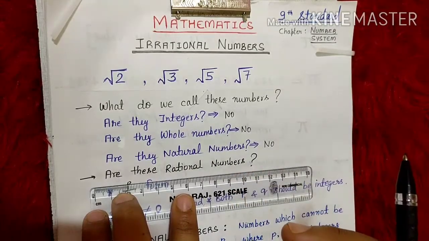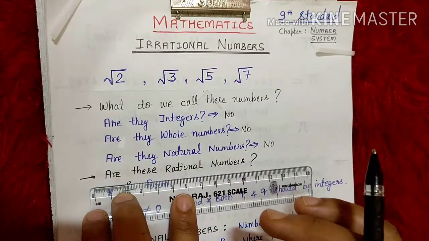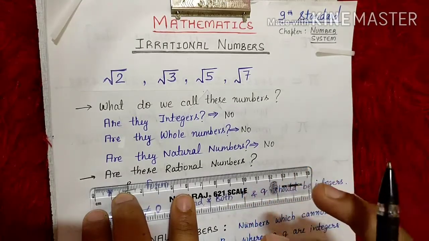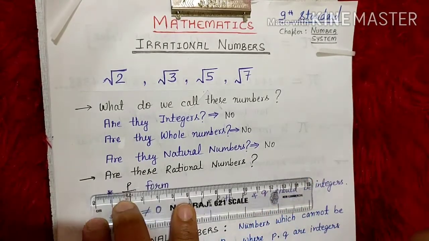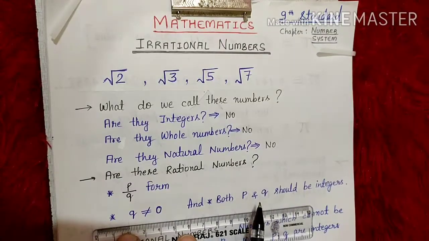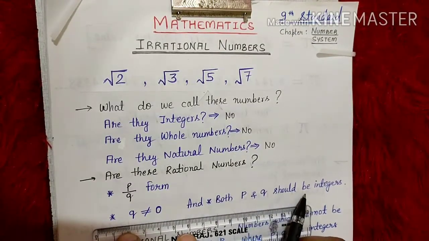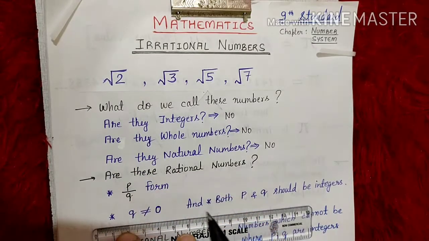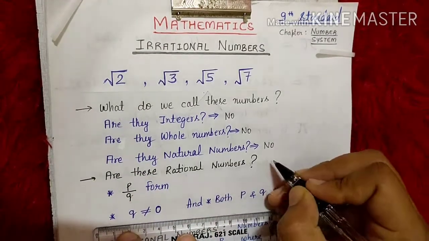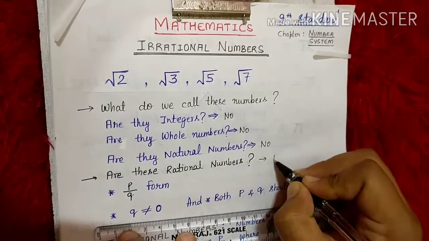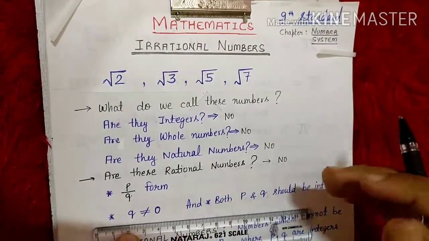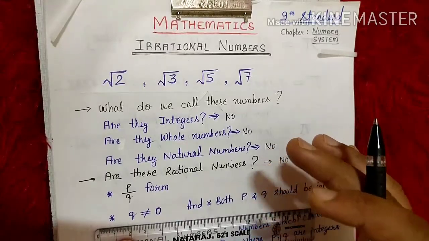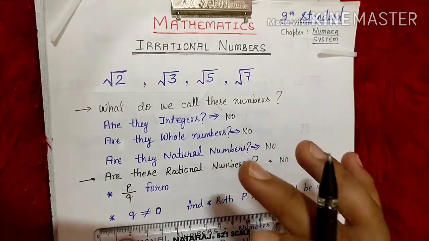Rational numbers we have learned that for a rational number it should be in p upon q form, which means fractional form, where q, the denominator, should not be equal to 0, and p and q both should be integers. Are they following that rule? No, they are not following that rule. So it means they are not rational numbers also. So what can we call them? We will call these numbers irrational numbers.